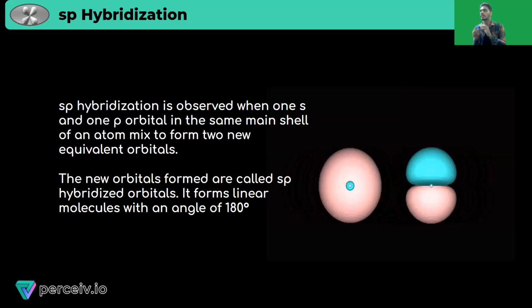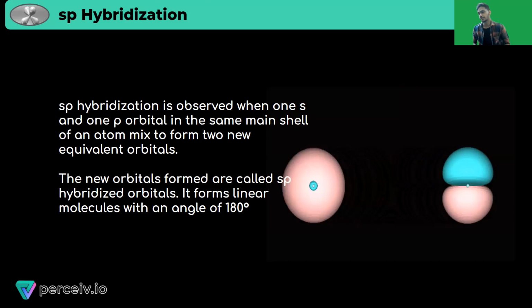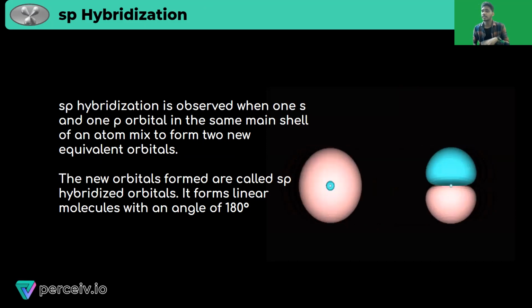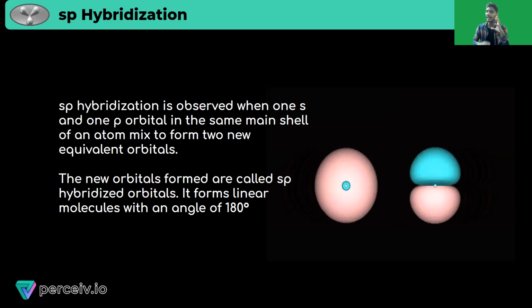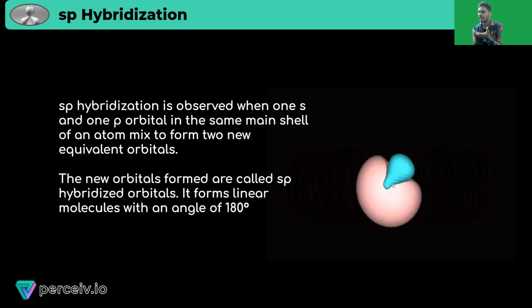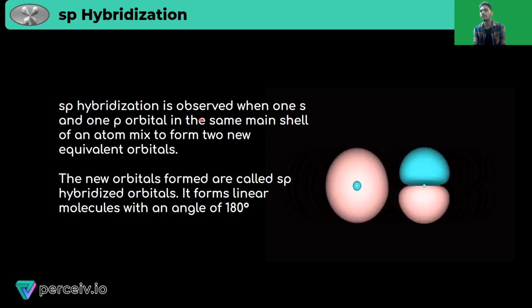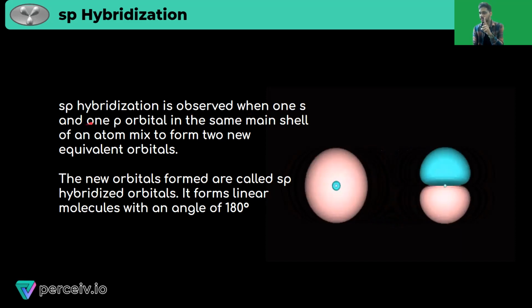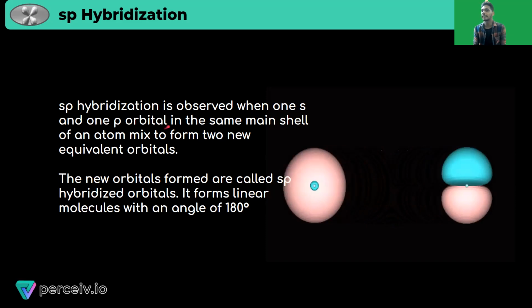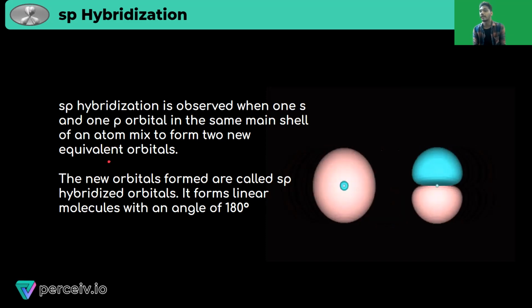Okay, so this is our first point, that is sp hybridization. When you talk about sp hybridization, that is a combination of the s orbital and the p orbital. When they combine, they lead to the formation of sp orbitals. The name itself suggests that, right? So sp hybridization is observed when one s and one p orbital in the same main shell of the atom mix to form two new equivalent orbitals.